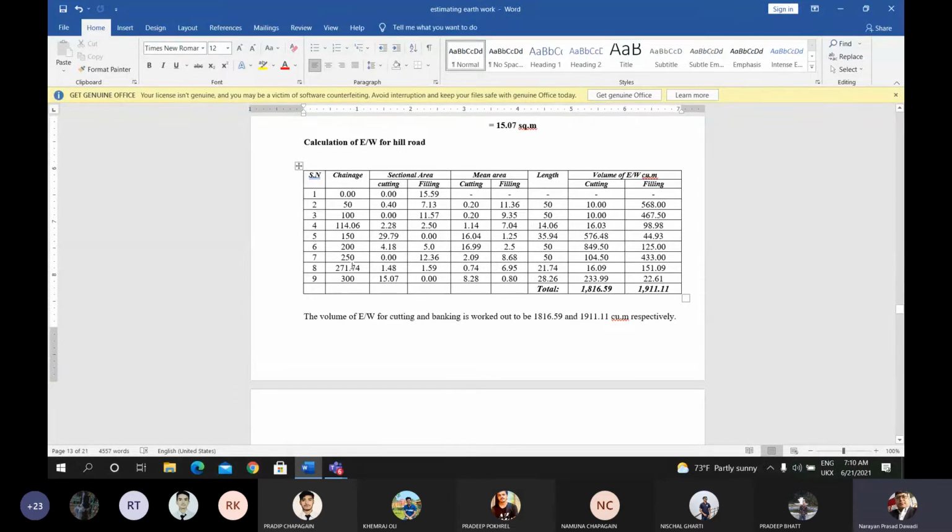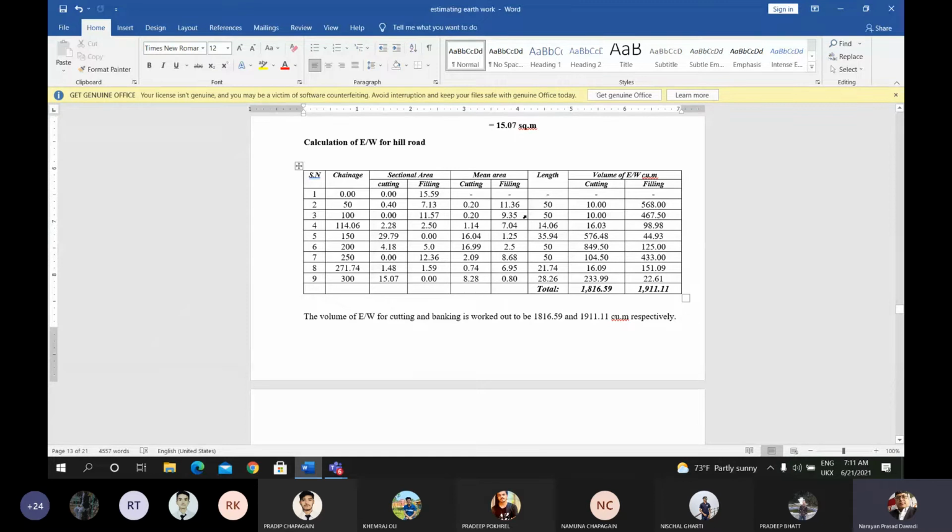For 250 meter chainage, it is a fully filling case, so the cutting area is 0, filling area is 12.36. For the 271.74 meter, D is equal to 0 depth here, so the partial case, and the area of cutting will be 1.48 and the area of filling will be 1.79. For the 300 meter chainage, it is fully cutting case, so the area of cutting is 15.07 square meter. So this is fully cutting, so area filling will be 0.